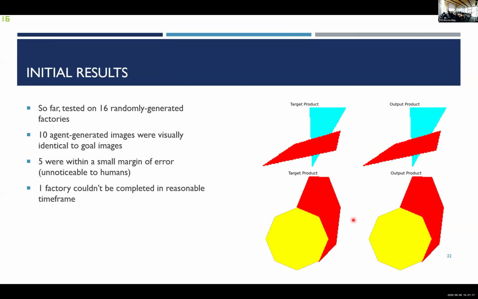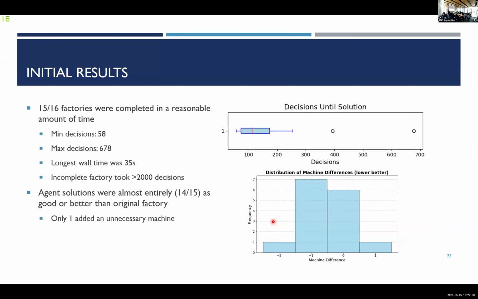So how does it do? Pretty well. Some caveats. I've tested on 16 images. There's some particular bug that's making it hard to do it really fast on lots of images. So only 16 so far. Of the 16 tasks that I gave it, 10 of them were perfect. It was flawless. The images matched up exactly. 5 of them, I think there was something to do with interpolation issues, because these are the worst differences. These are the ones with the worst similarity scores, and they're basically identical to a human eye. One factory it failed to finish. So I'll talk about that in a second.